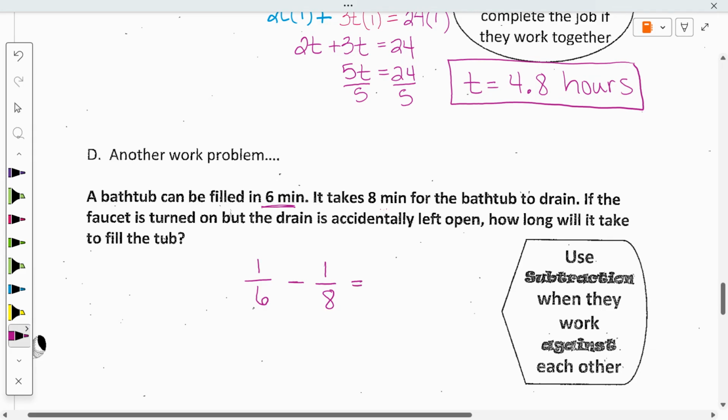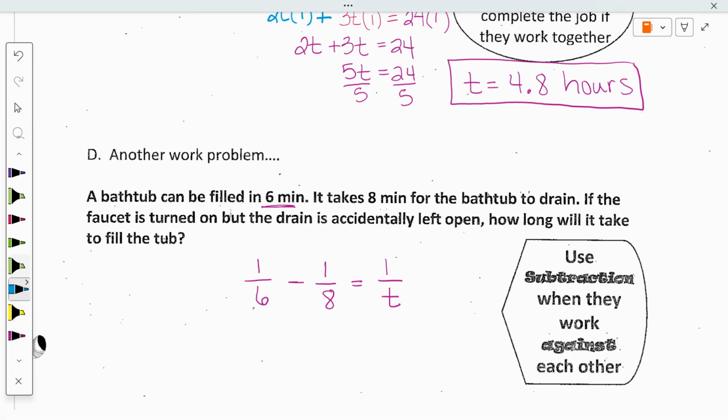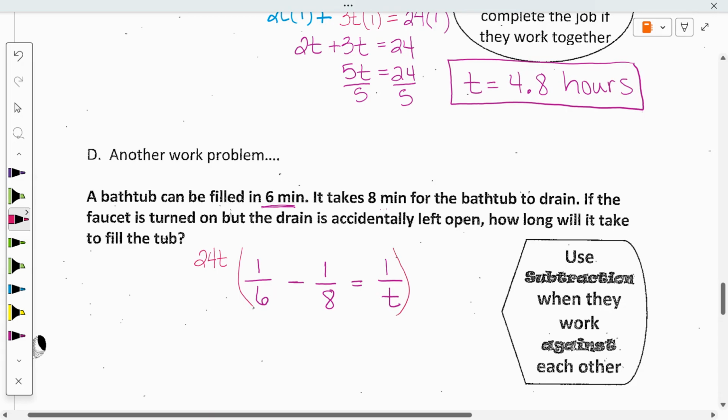1/8 equals 1/T. What's the least common denominator, a number that they both go into, the smallest number? I mean, we could use 48, right? Not 18. 24 again, 24T. So we're going to multiply both sides of this equation by 24T. So remember what happens. We're trying to clear the denominator. That's the goal. How many times does 6 go into 24?